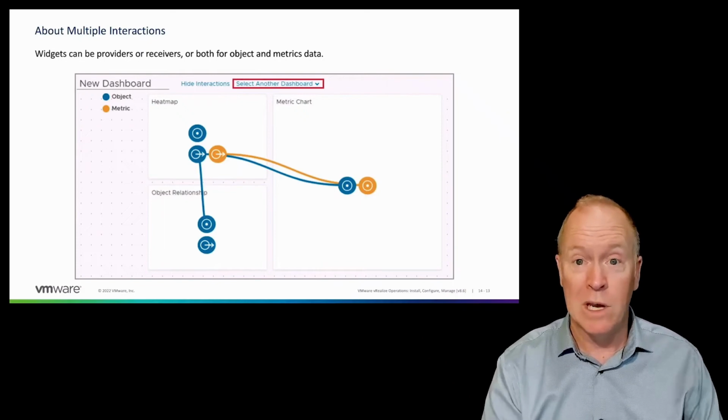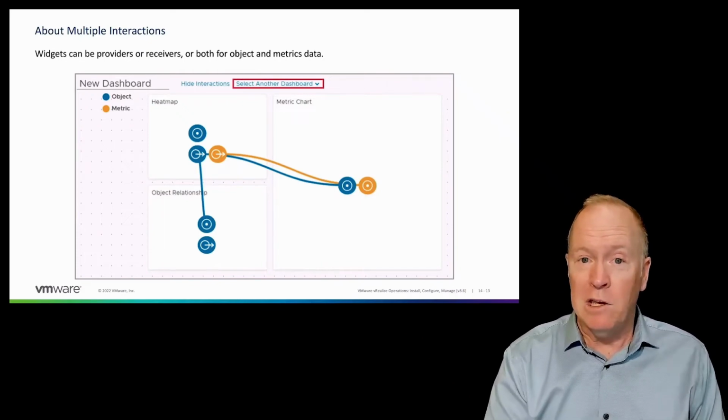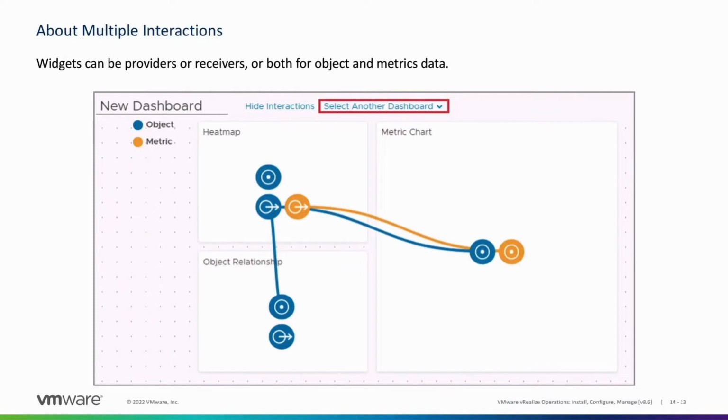sender receiver widgets. But in addition to that, you can have a single sender, like this heat map, sending its object. By the way, that's what the blue indicates, as we see here in the legend. We can configure the heat map, which is our sender, to send its data to multiple receivers.